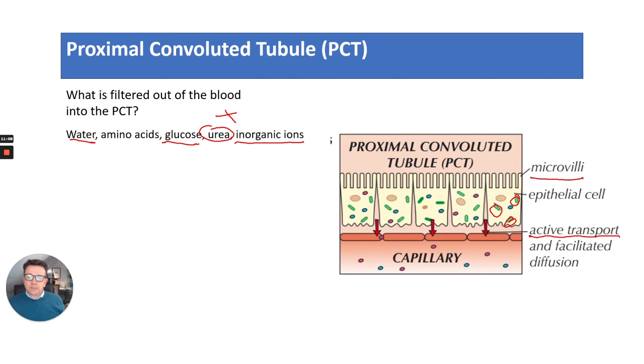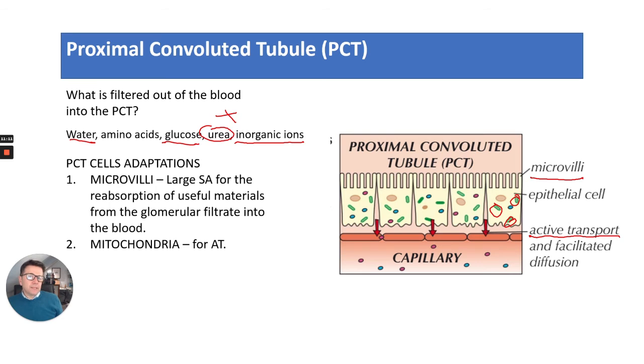A key question might be: how are PCT cells adapted for their function? Well, they have microvilli, so that increases the surface area for the reabsorption of useful materials from the glomerular filtrate, and they have mitochondria for active transport.